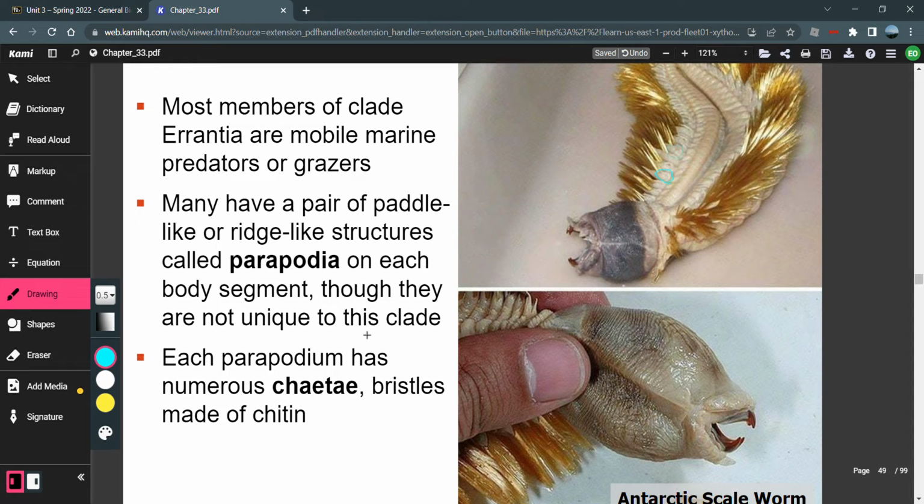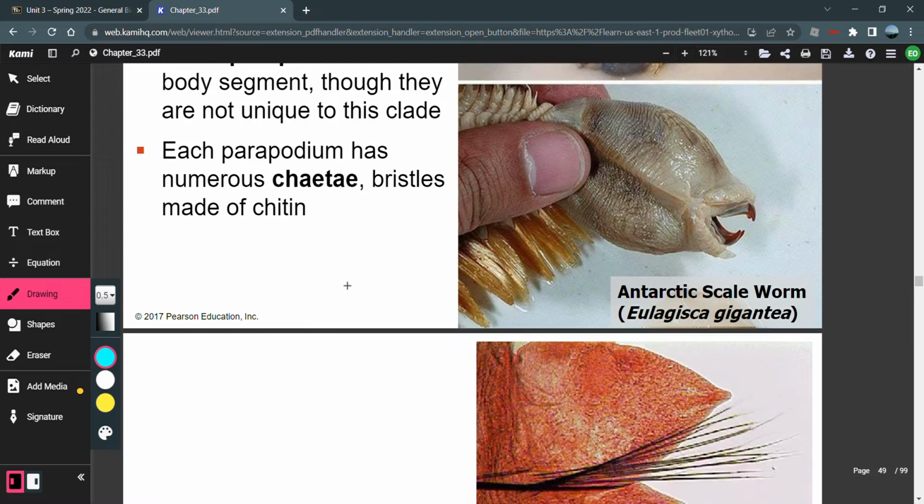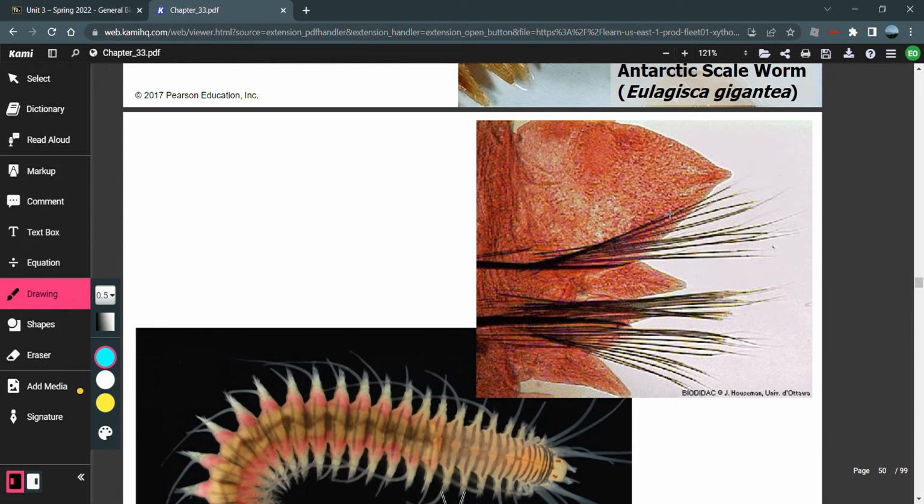These are parapodia, and they are present on each body segment, but they are not unique to this clade. Each parapodium has bristles called chaetae. Chaetae are spiky and made of chitin. So here's a zoomed-up portion of the parapodia, and the chaetae are the hair-like structures.